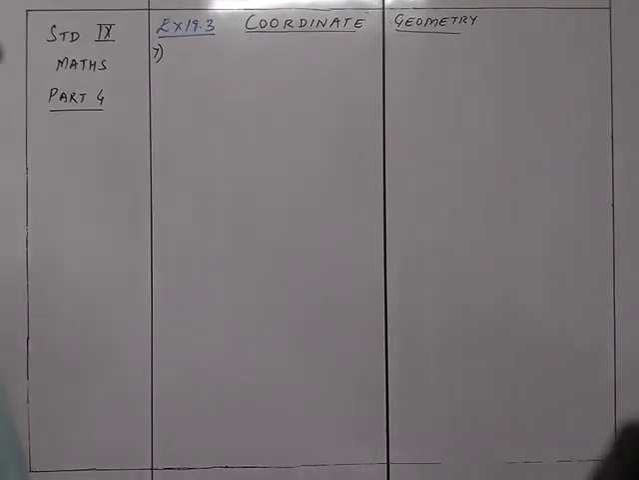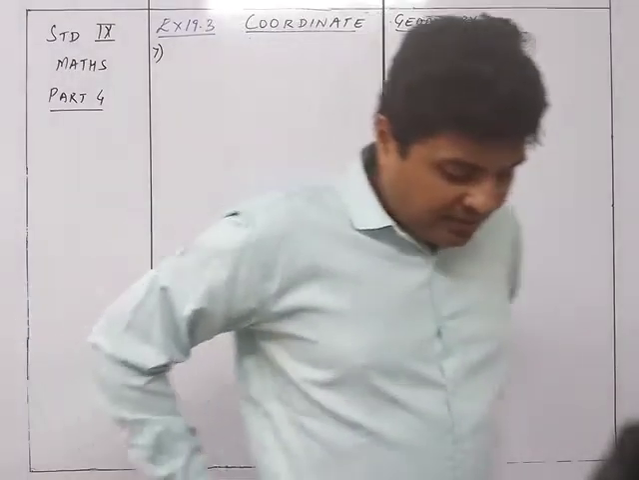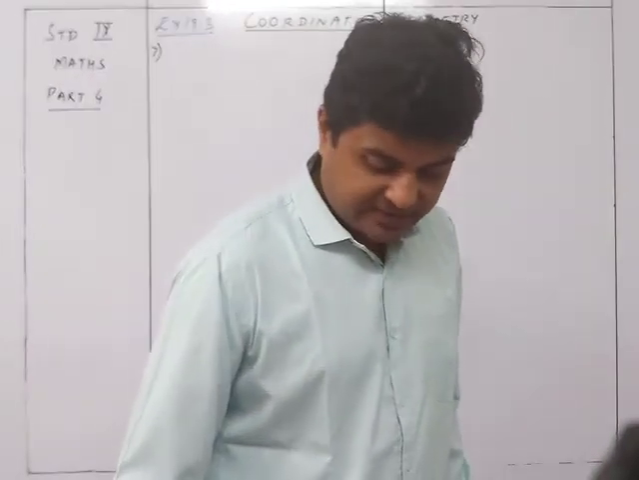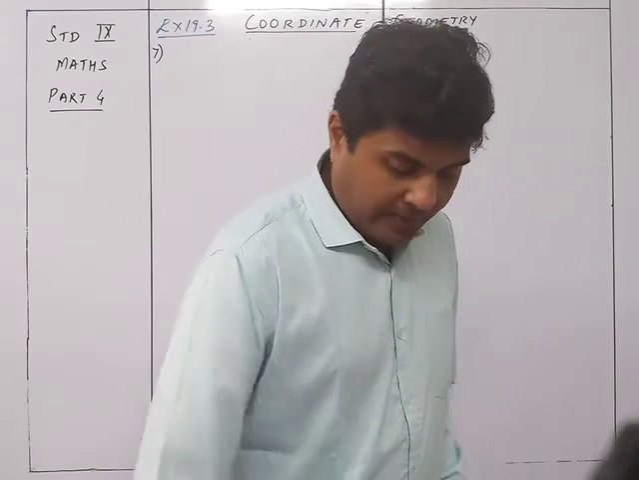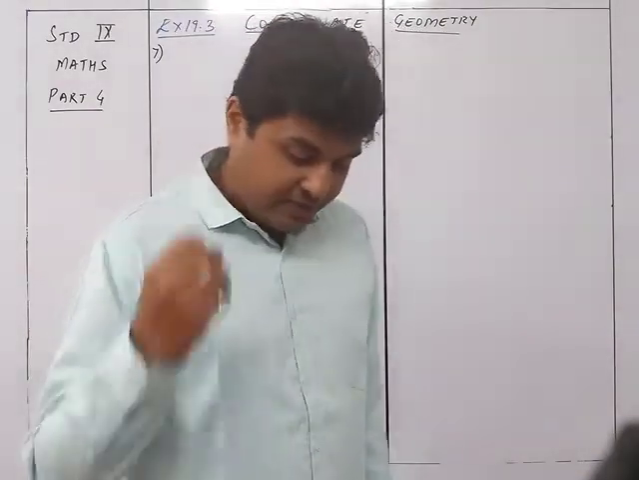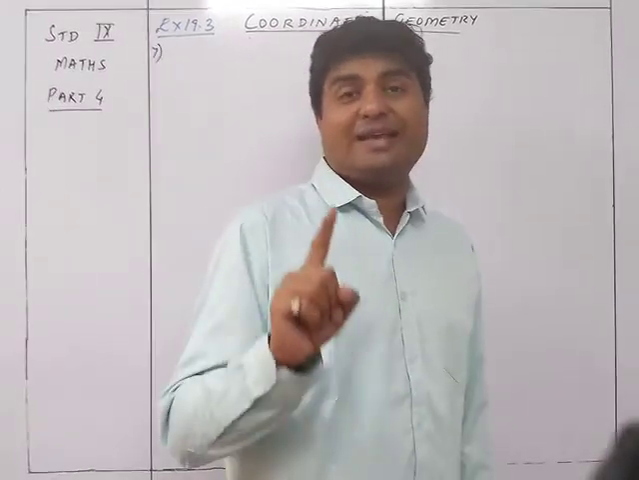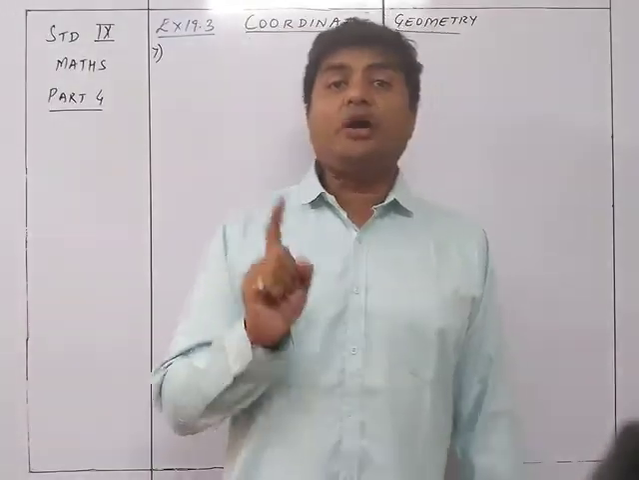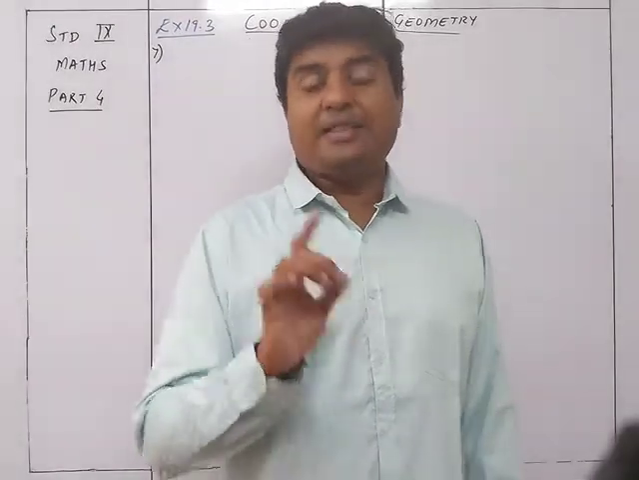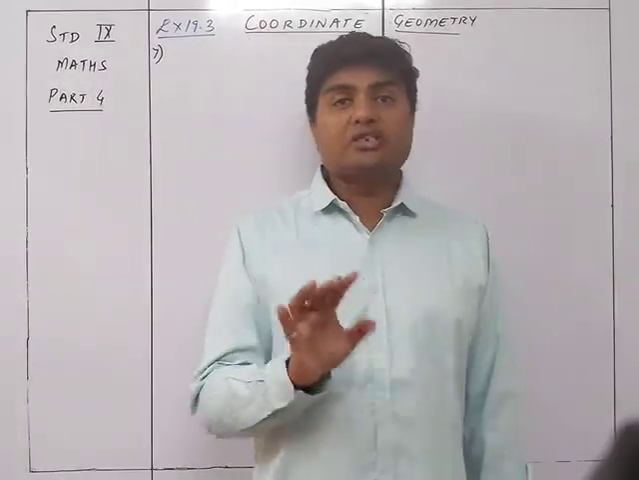So we now continue with exercise 19.3. We are on the seventh sum now. So let's see sum number 7. We have over here, draw the graph. You take 2 centimeter as 1 unit, so the scale is already given to you. Now if the scale is given to you, you cannot use any other scale. The moment you use any other scale, you are going to get the whole sum wrong.